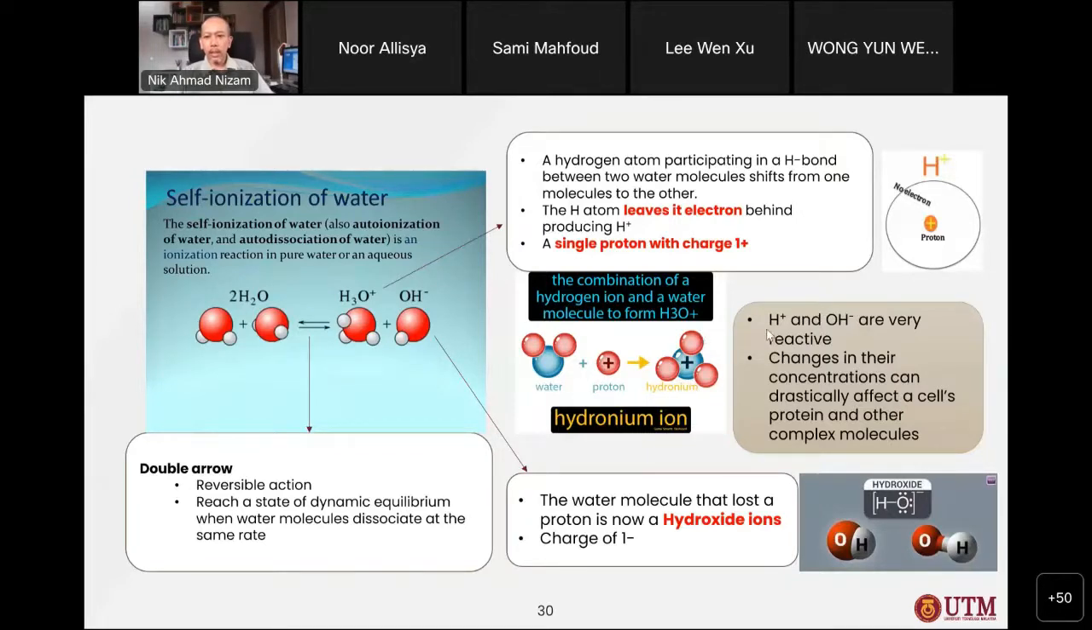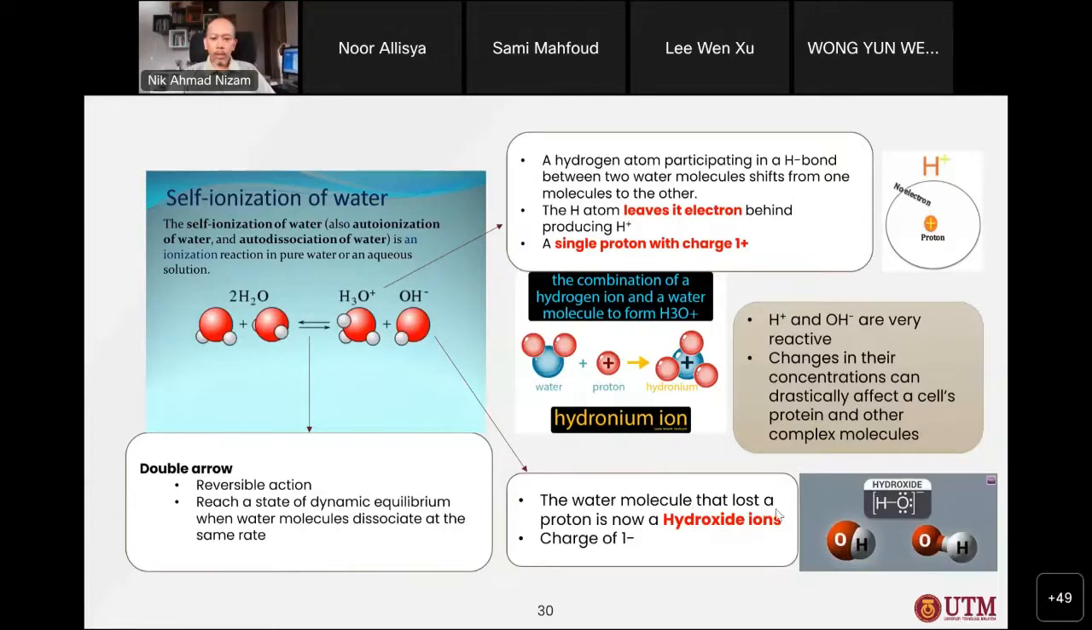H plus and OH minus are very reactive. Each change in the concentration can drastically affect a cell's proteins and other complex molecules. So that's why pH is very important. A solution with a different pH will have a different H plus and a different OH minus. If there is a difference in the concentration of H plus, it will affect the cell proteins and other complex molecules.